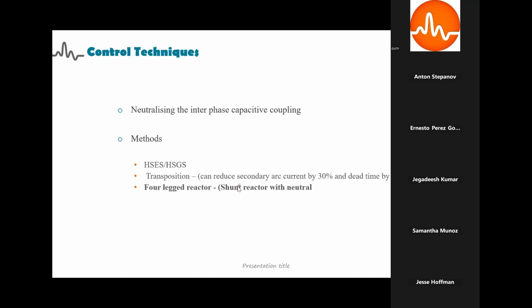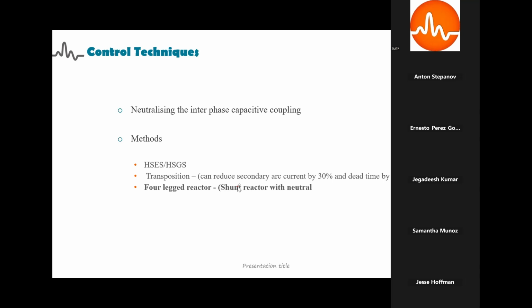So what are the control techniques to reduce the secondary arc current? It is nothing but neutralizing the interface capacitive coupling. Once we weaken the interface capacitive coupling, the arc will not be supplied for a longer time. The arc will quench. So that's the objective.